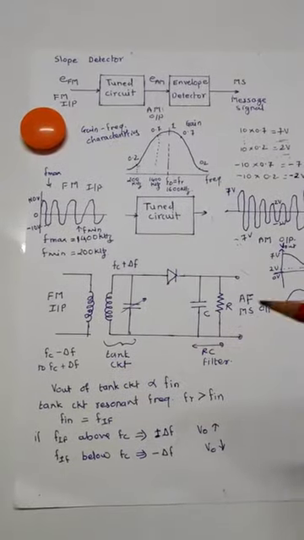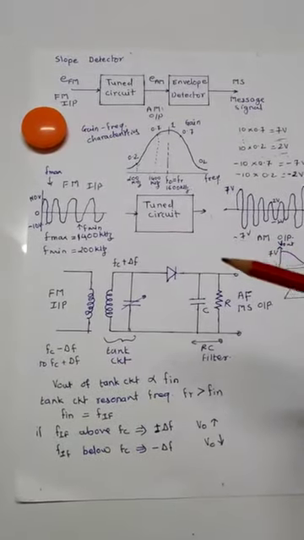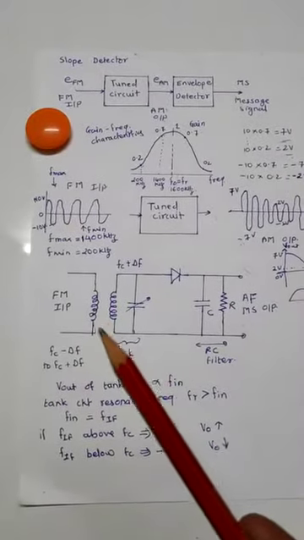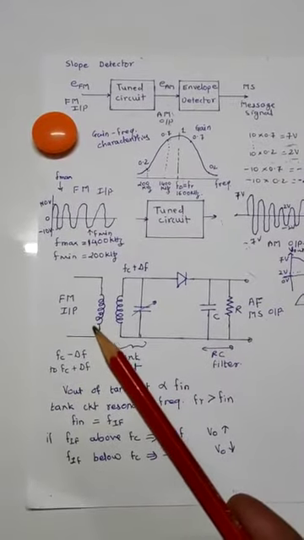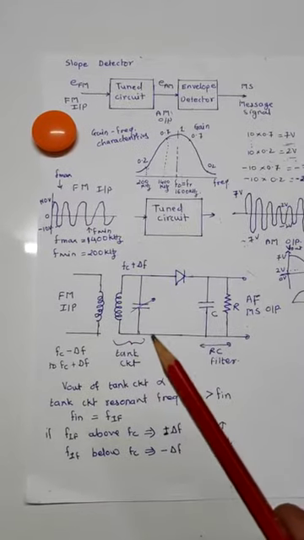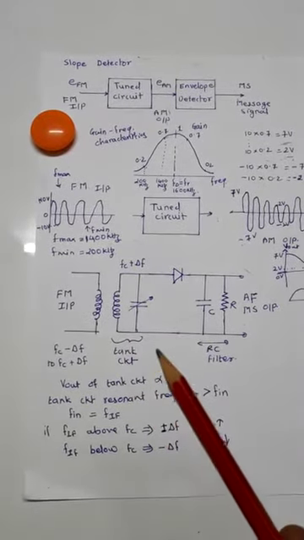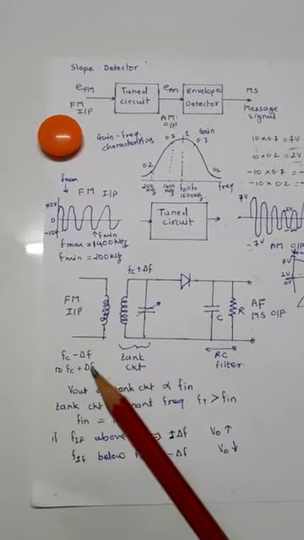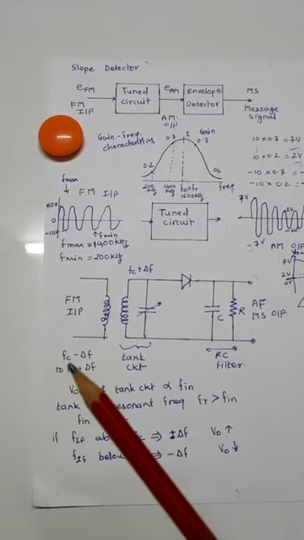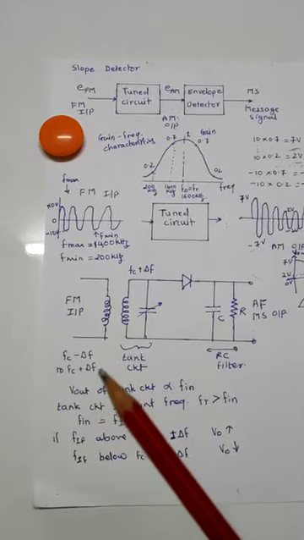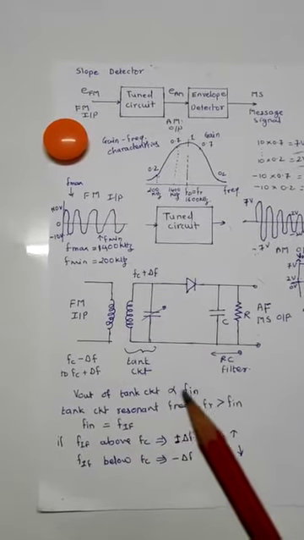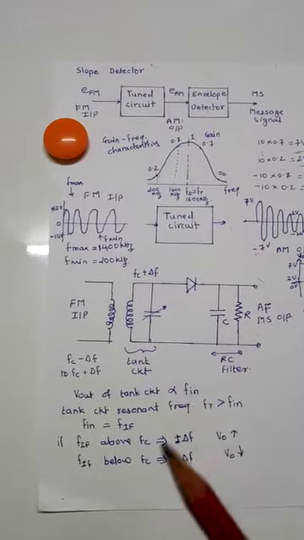This is the basic circuit diagram of the slope detector. FM input is given to the primary of the transformer. The secondary of the transformer is nothing but the LC tuned circuit. It has the input frequency which varies from Fc minus del F to Fc plus del F. The output of this tank circuit is proportional to the input frequency.